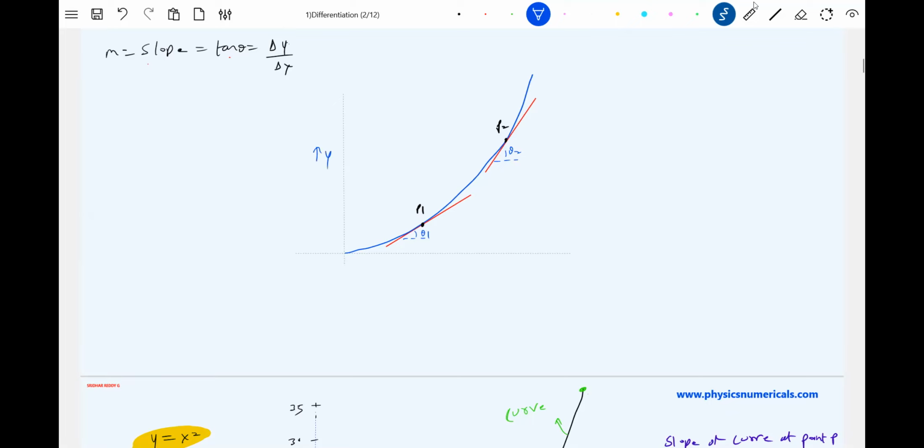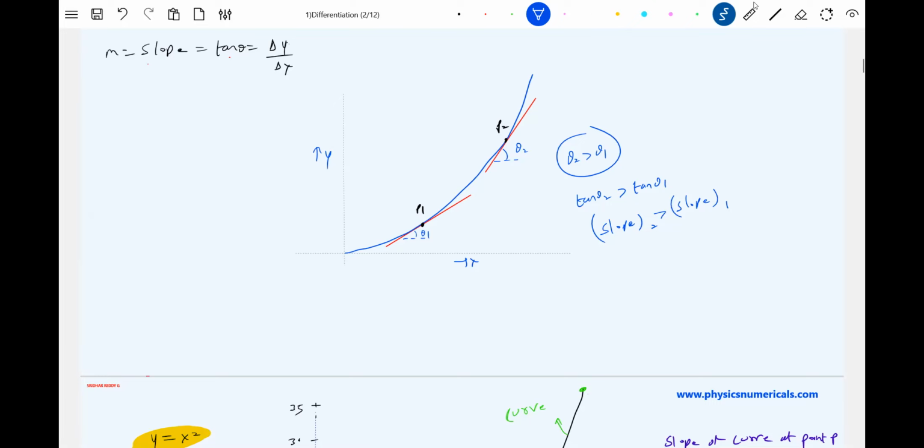So this is y and x. So definitely theta 2 is greater than theta 1. Therefore what can we write? Tan theta 2 is greater than tan theta 1, or slope of the curve at 2 is greater than slope of the curve at 1. I think it is very simple. Anybody can do this. So for a curve, will the slope be a constant?